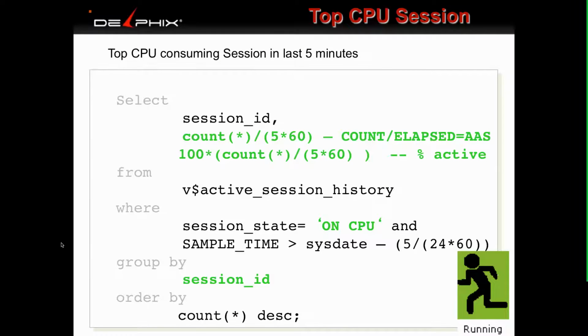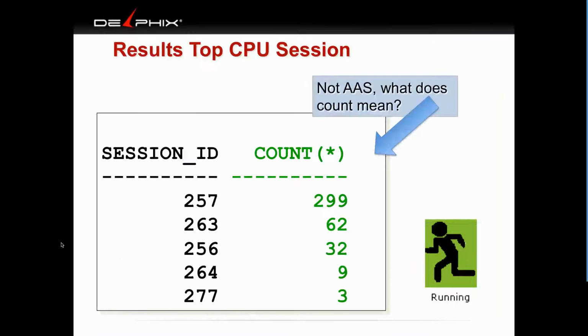I like graphics, so I'm going to take the same query and just add a little graphic. Sorry, before I add the graphic, one thing. Count star doesn't speak to me. It's not very intuitive. What does 299 mean? I don't know. What it means is relative to the elapsed time. Elapsed time is 5 minutes. 299 over 300, almost 99%. The guy was close to 100% busy on CPU. That's what I want to know.